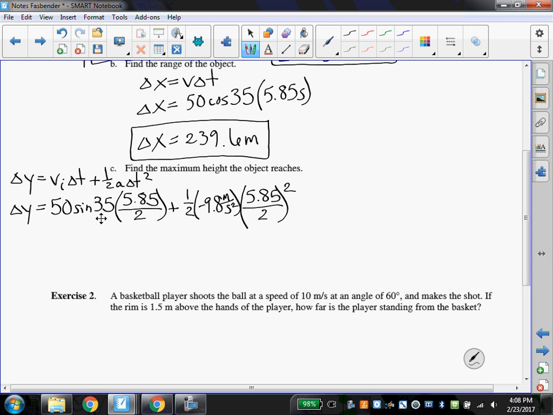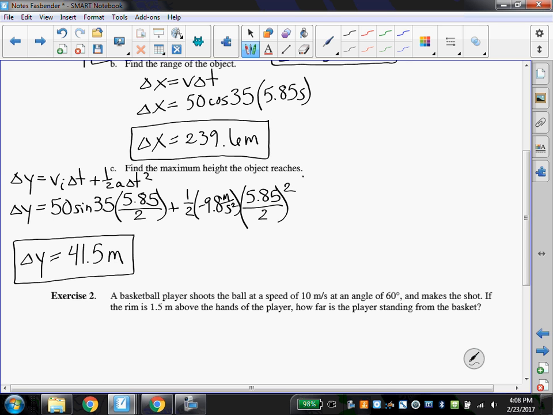Now look at that. It's beautiful. Everything on the right-hand side of our equation is a number. We just need to throw it into our calculator. And if you throw it into your calculator, you find that your delta y is going to be 41.5 meters. So the highest height that this object reaches through its flight is 41.5 meters.